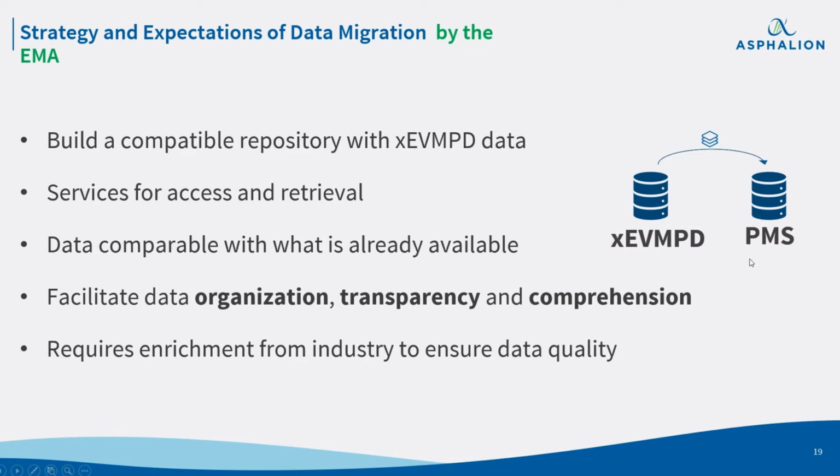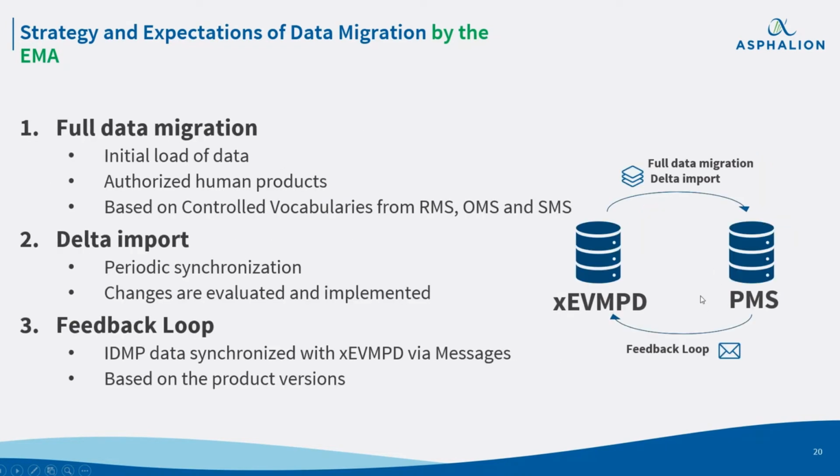Of course, there is some enrichment that needs to be done because, as we saw before, the information in PMS is 3 times bigger than in XEVMPD. So all the missing data fields need to be reported somehow. So there will be this initial load on all the authorized human products. So if you have any investigational product registered in XEVMPD, this will not be migrated, at least not at the moment. And then all the data for those products will be generated in PMS.